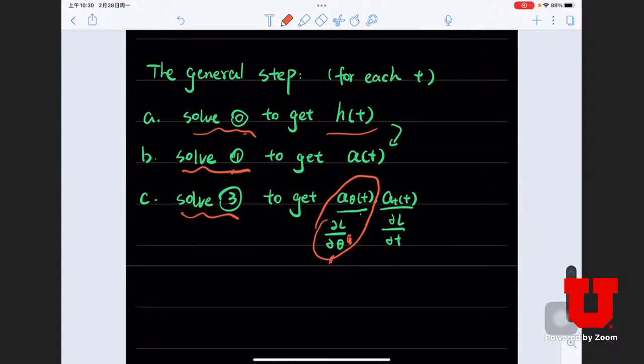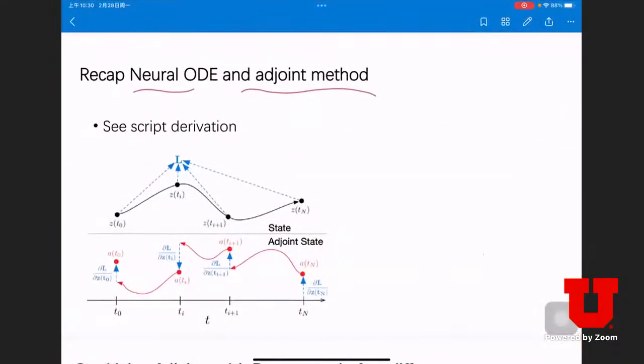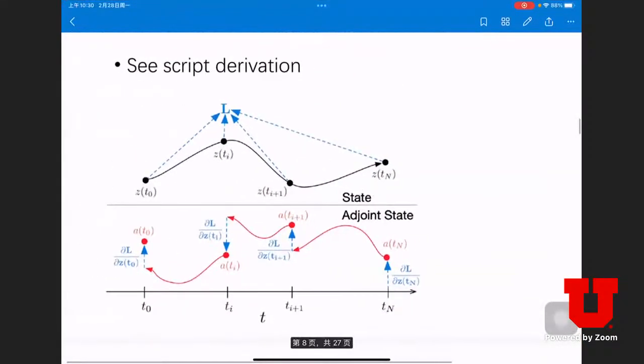Yeah, great. We'll go back to the slides, but remember here, the adjoint method is just our memory-efficient method to compute the gradient with respect to theta. The general step is to solve 3 ODEs, and the key point is to introduce a(t) itself. With this, the illustration will be very clear.